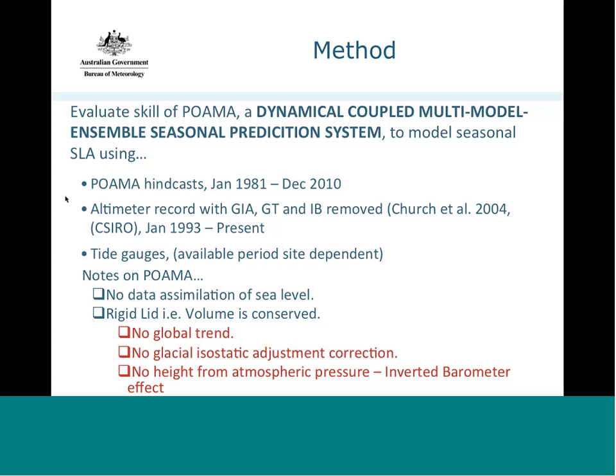Just a few notes on sea level anomalies from POAMA. There is no data assimilation of sea level, so it's independent of the tide gauges and the altimeter measurements. But one slight drawback is that it's a rigid lid model, meaning the volume is conserved. And so we don't see any global trend, glacial isostatic adjustment, or effects from atmospheric pressure. Also, due to the general size of the grid cells, you don't see effects such as mesoscale eddies, and also the effects of tides do not come into this model. So there are some limitations to what the model is forecasting, but it still provides some very useful information.